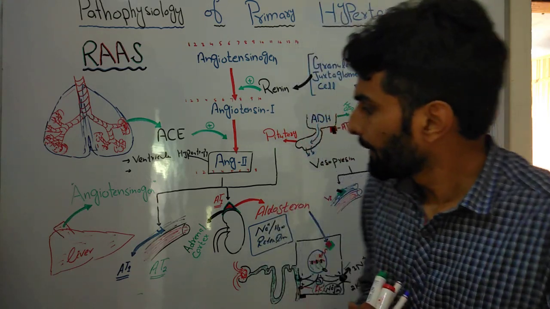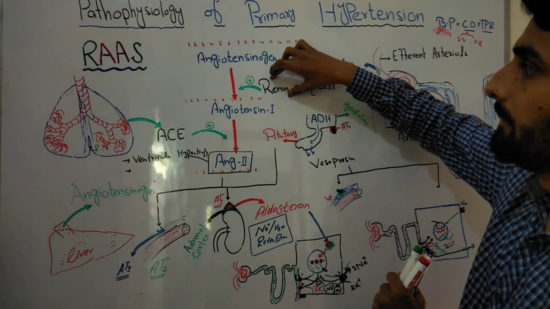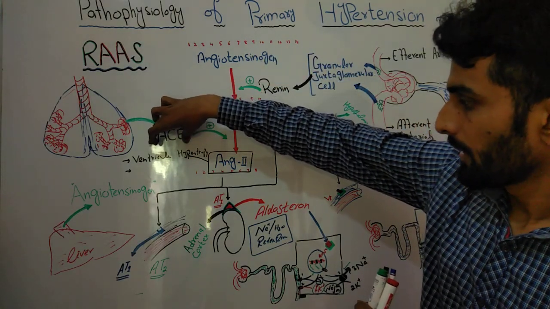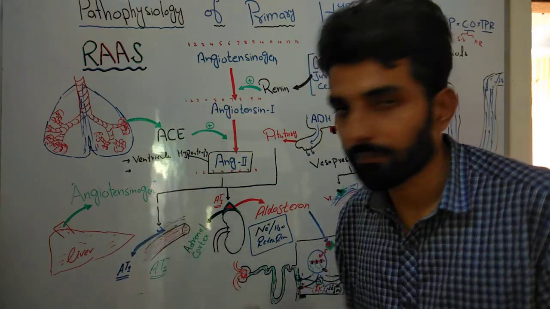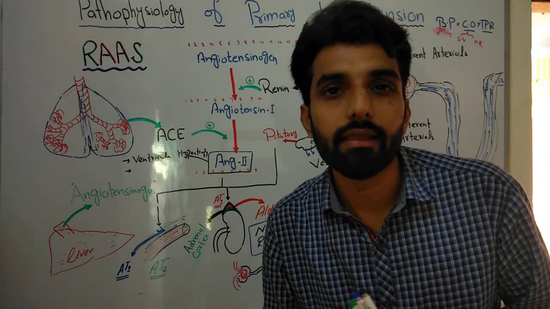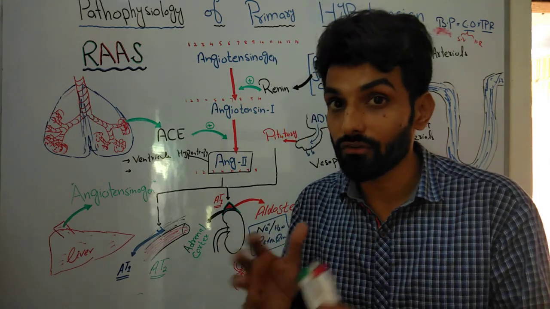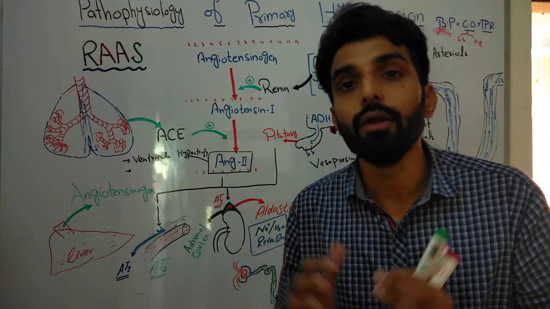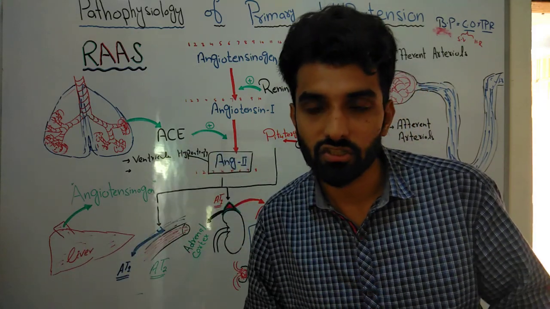And by blocking the renin enzyme, by blocking the angiotensin converting enzyme, by blocking the aldosterone receptor, by blocking the AT1 receptor, we can treat and manage the blood pressure. Well, the pharmacology of blood pressure will be discussed at the end of this hypertension series.